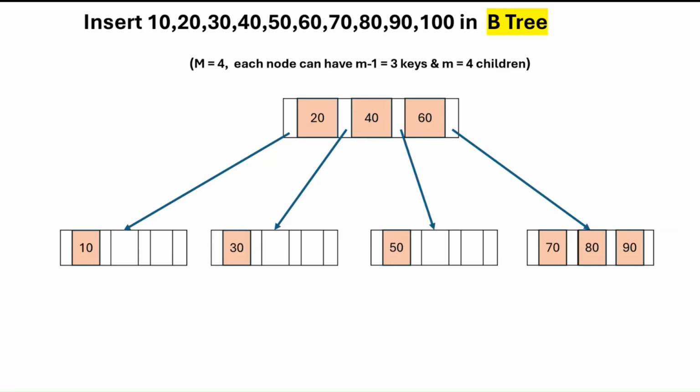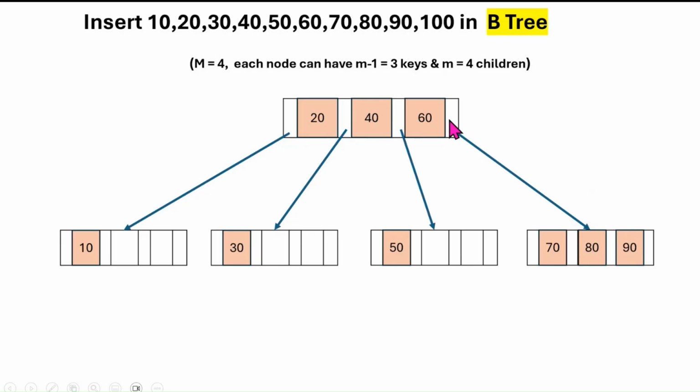We added it. Now we want to add 100. So when you add 100, the keys are full, basically the node is full here. Now we are adding 100 here. So what we do: 70, 80, 90, 100. Now we take the median, which is 80. 80 will be promoted. Now this node will be split into two halves. 70 will be the left child of 80. 90 and 100 will be the right child of 80.